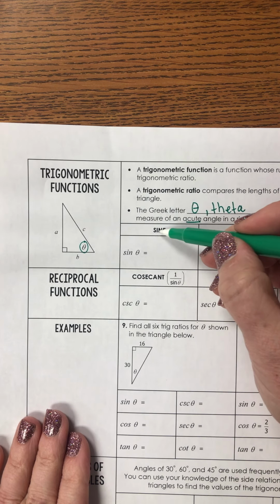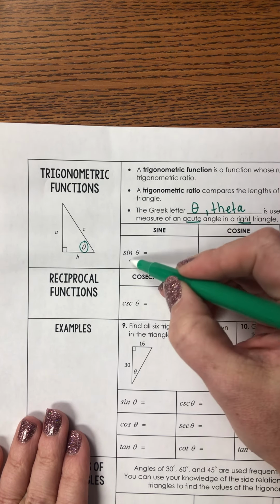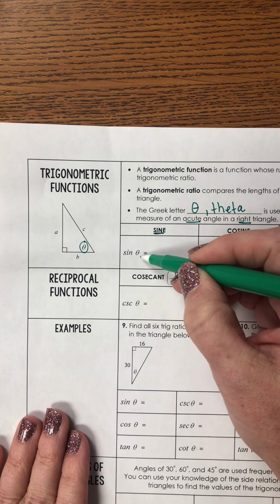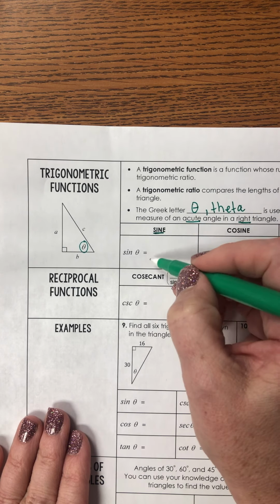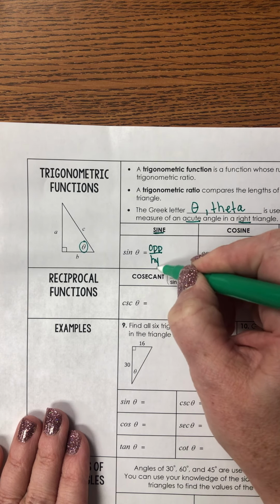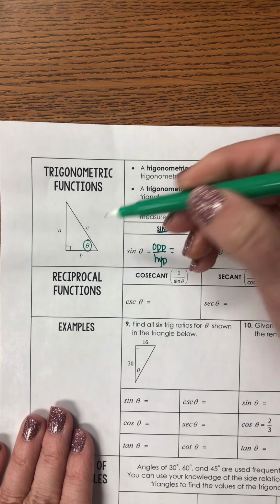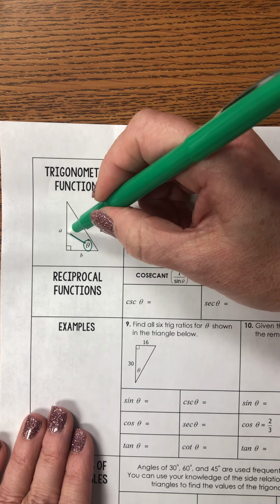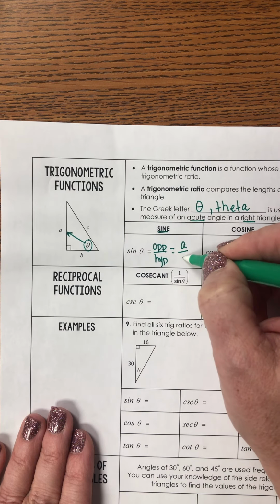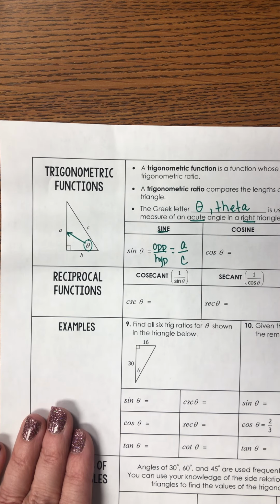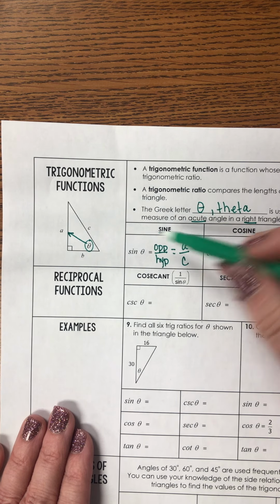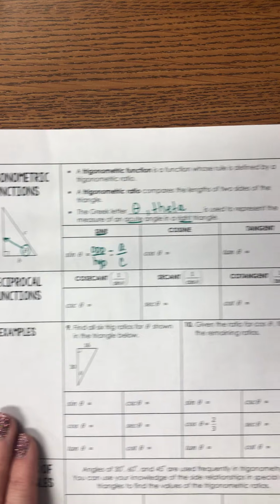Now sine is spelled S-I-N-E. The abbreviation for sine is going to be the first three letters, which will be S-I-N. So the sine of theta, if you will recall from last year, is going to be the opposite over the hypotenuse. So looking at this triangle right here, we have the opposite, which is going to be side A, over the hypotenuse, which is going to be the longest side directly across from the right angle, which is going to be side C. So opposite over hypotenuse in our triangle, A over C.